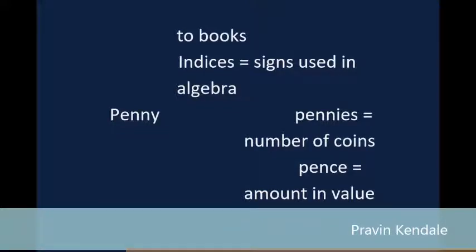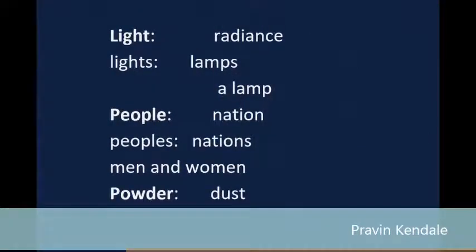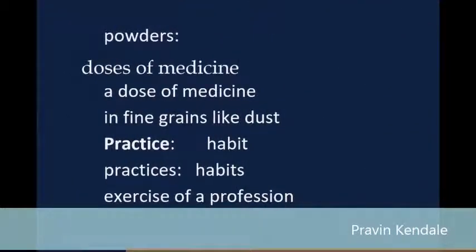17. Some nouns have two meanings in the singular but only one in the plural. Singular, plural. Light, radiance; lights, lamps. A lamp. People, nation; peoples, nations. Men and women. Powder, dust; powders, doses of medicine. A dose of medicine in fine grains like dust. Practice, habit; practices, habits, exercise of a profession.